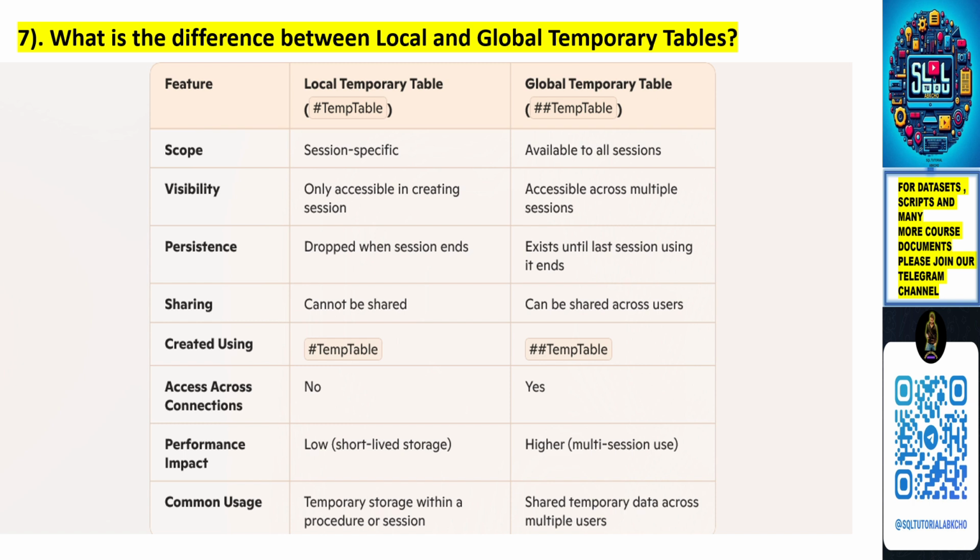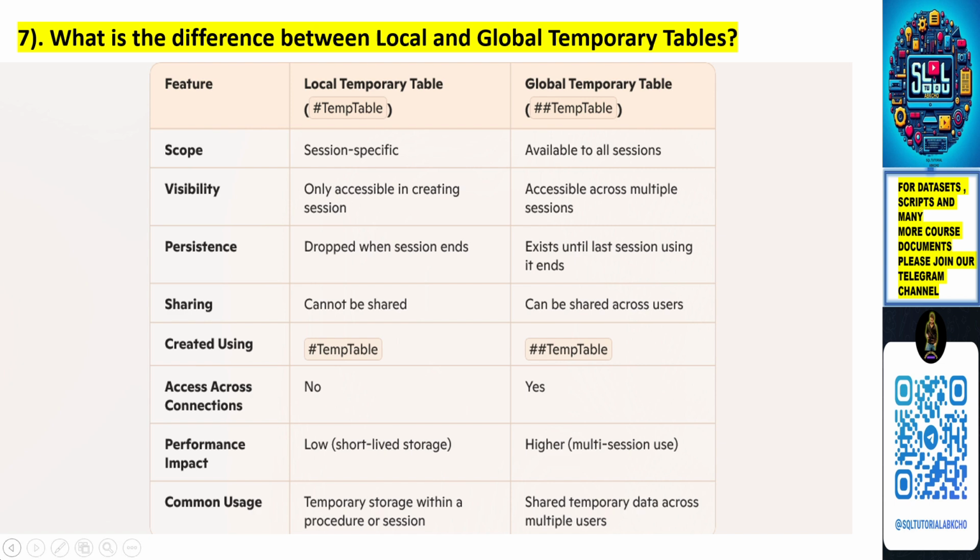Okay. Now for created using, local temporary tables are created using the hash symbol, whereas global temporary tables are created using the double hash symbol. Now access across connections: a local temporary table has no access across connections, whereas a global temporary table has access across connections. Now performance impact: a local temporary table has low, short-lived storage, whereas a global temporary table has higher multi-session use. Now common uses: a local temporary table is for storage within a procedure or session, whereas a global temporary table is for shared temporary data across multiple users.